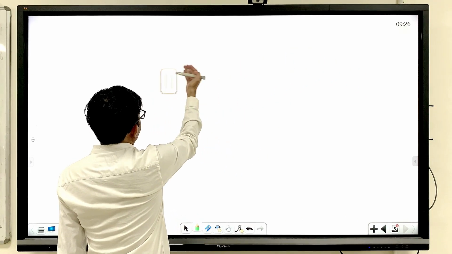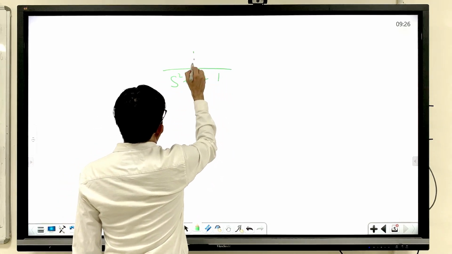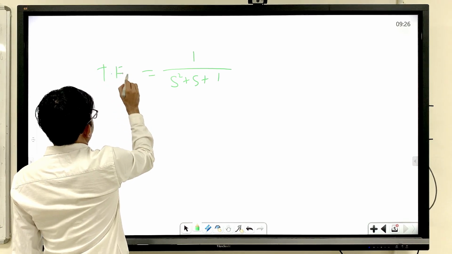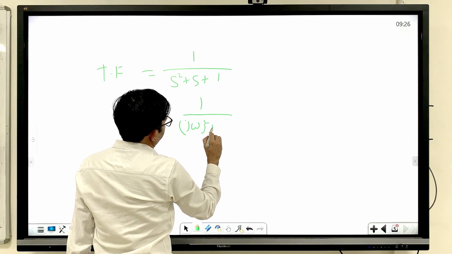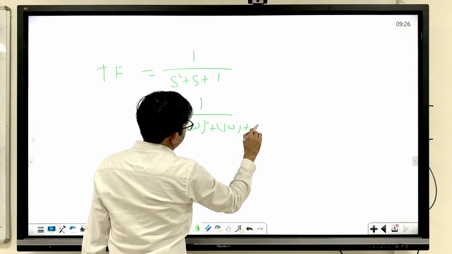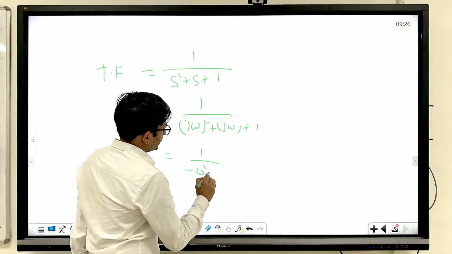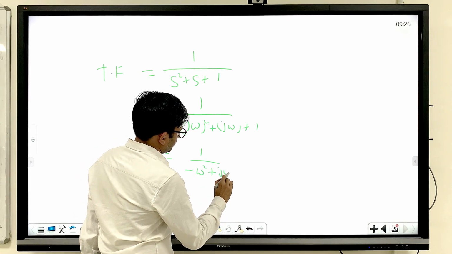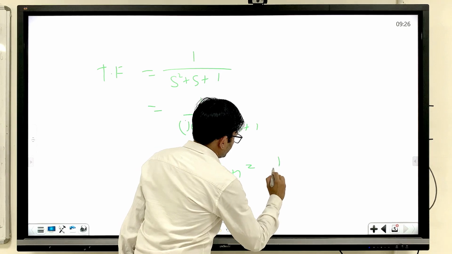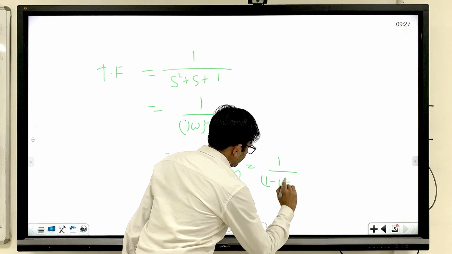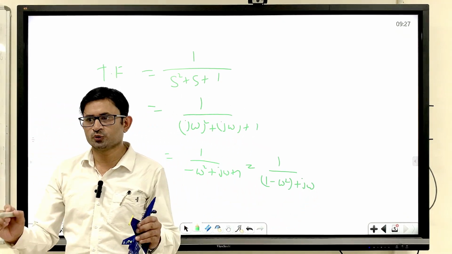So what is the first step? So this is your transfer function, right? So if I put j omega, then (j omega) square plus j omega plus 1, right? So I can write minus omega square plus j omega plus 1, right? So now I can write 1 minus omega square plus j omega, right? Simple. Any transfer function, you put s equal to j omega.